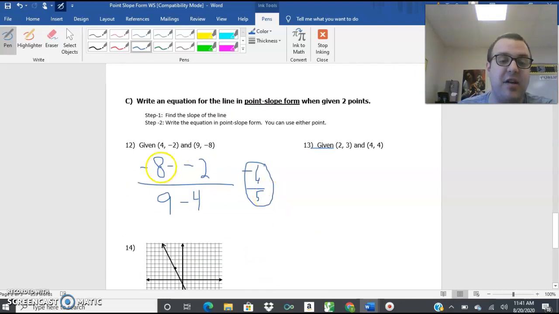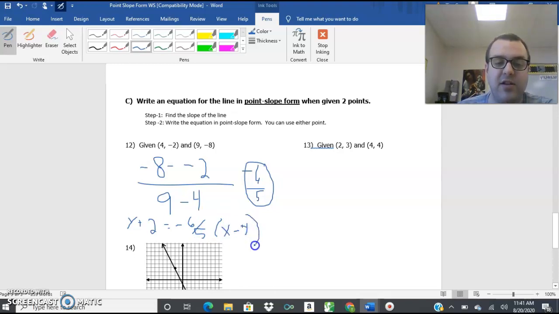Okay, so in this case, I would take a point. Let's say I pick, I don't know, 4, negative 2. You can pick either one. Doesn't matter which one you pick. I'll pick 4, negative 2. I will have the equation y plus 2 equals negative 6 over 5 times x minus 4.